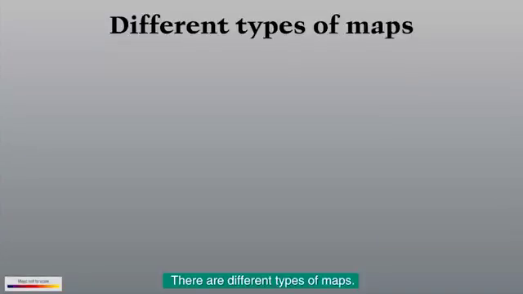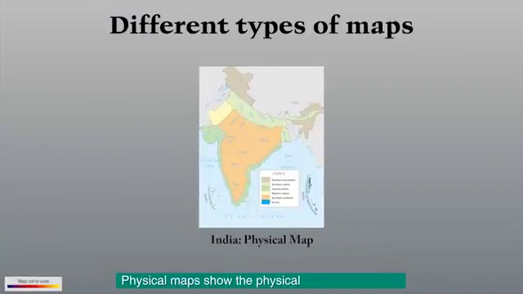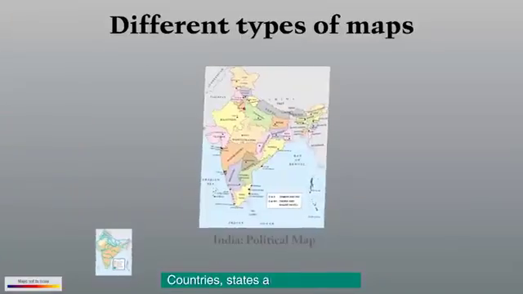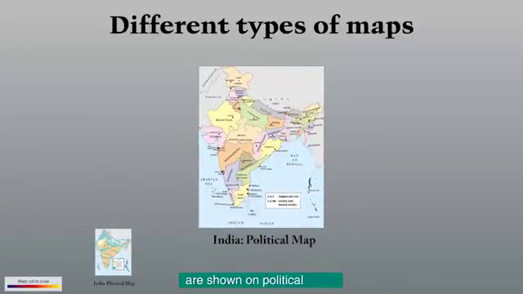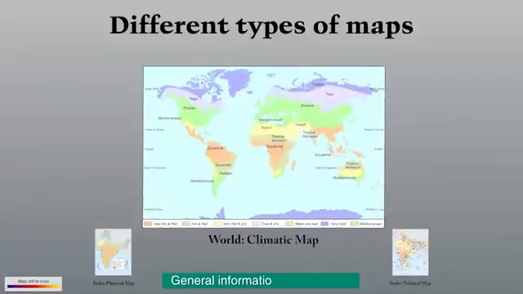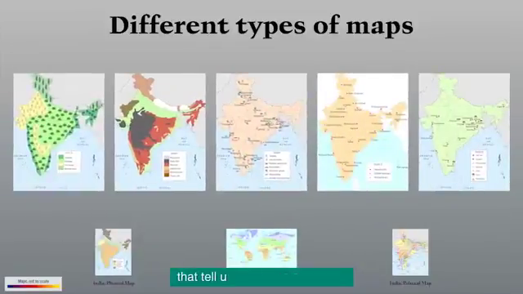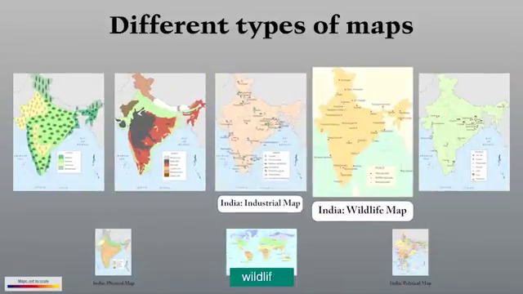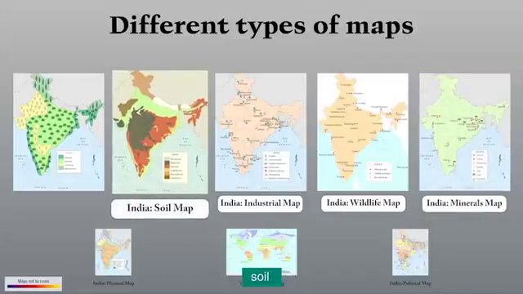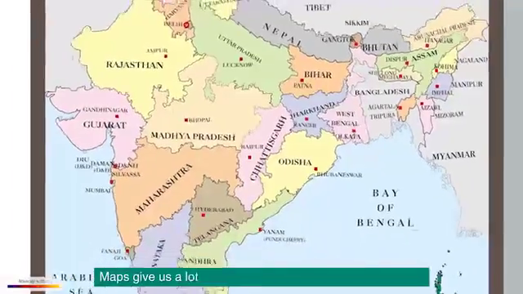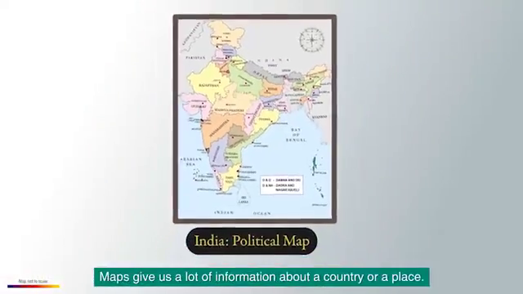There are different types of maps. Physical maps show the physical features of a place such as mountains, plateaus, plains, and rivers. Countries, states, and their capitals are shown on political maps. General information about climate and rainfall of a region is shown in climatic maps. Besides these, there are maps that tell us about the industries, wildlife, minerals, soil, and forests of a region. Maps give us a lot of information about a country or a place.